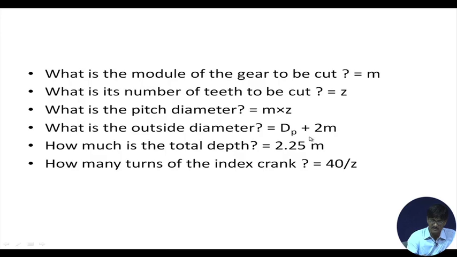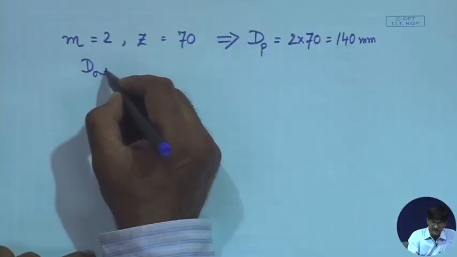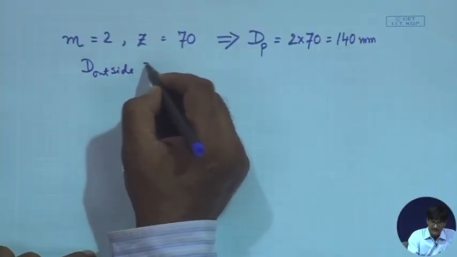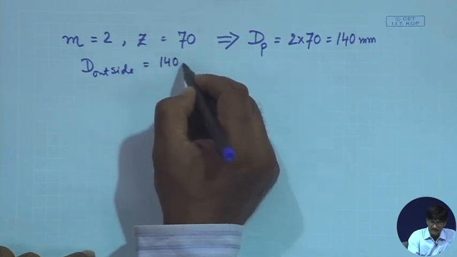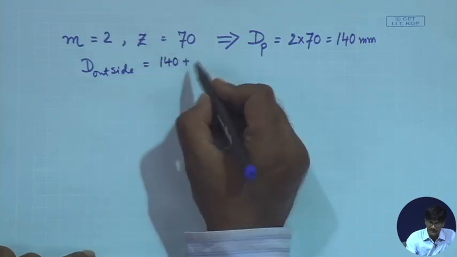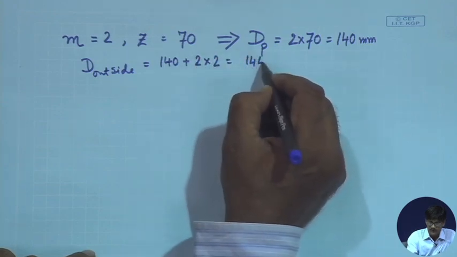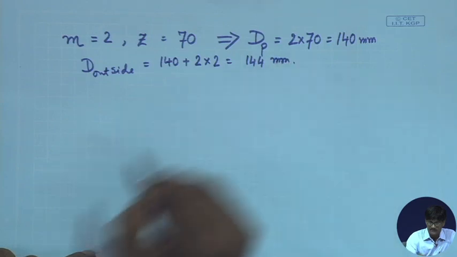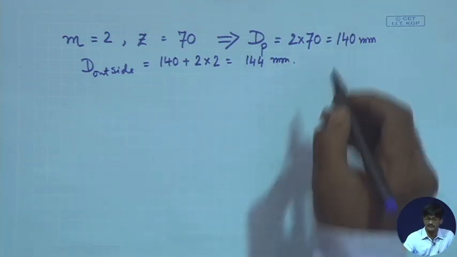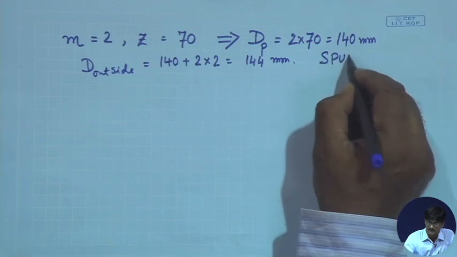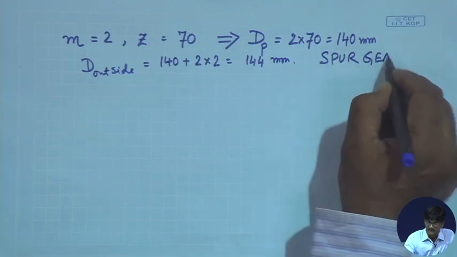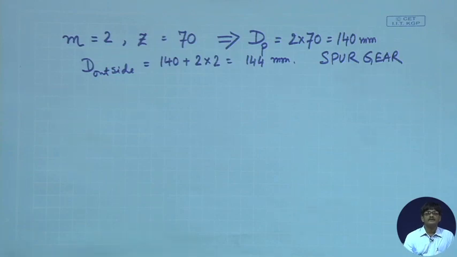So, in this case, we write outside diameter equal to 140, that means pitch diameter plus 2 modules. This thing also we discussed last day. 140 plus 2 into 2 gives 144 millimeters outside diameter for a spur gear, mind you. So, we will write here spur gear. The operator will be satisfied that he has to take a disc of 144 millimeters outside diameter.